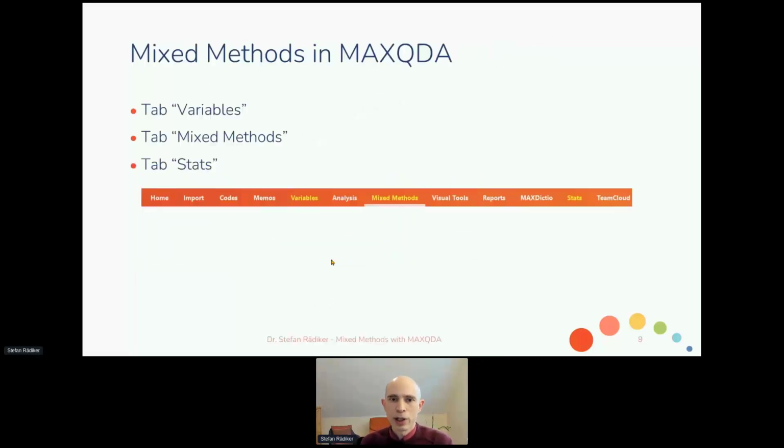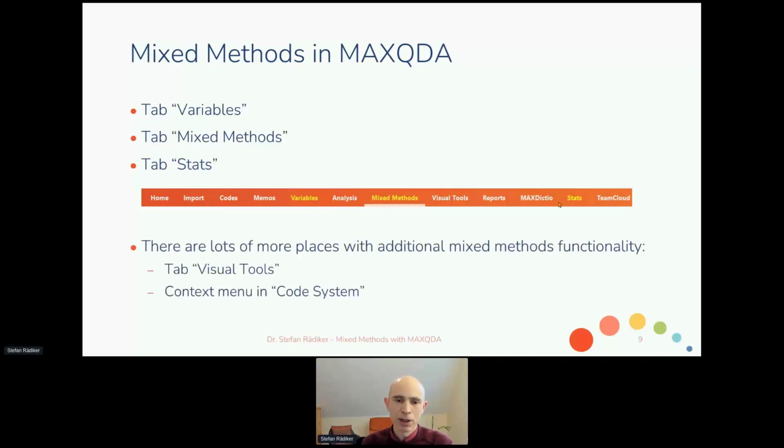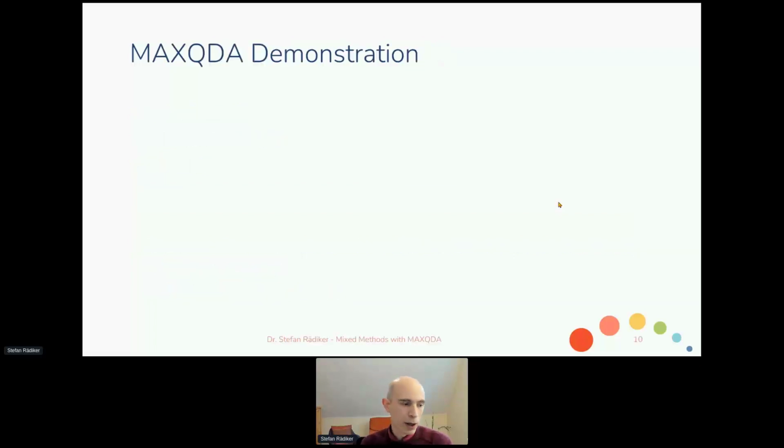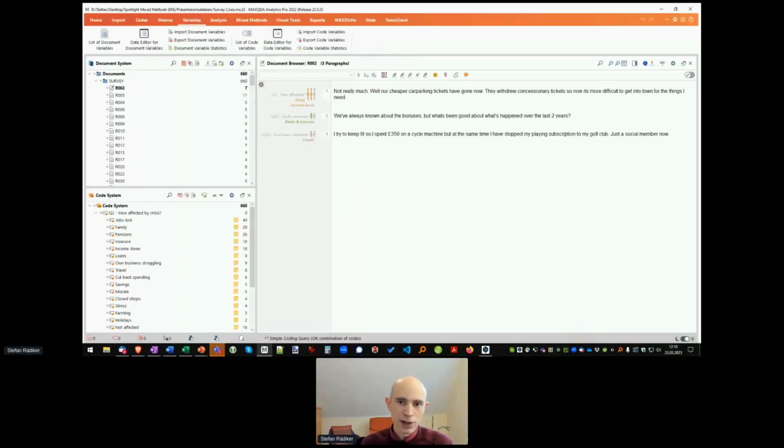So if we're talking about mixed methods in MAXQDA, you have to see that there are many features, not only placed here in the mixed methods tab, which is obvious, but also in the variables tab, for example. Also, there is a stats tab offering quantitative data analysis. But please note that there are lots of more places with additional mixed methods functionality. For example, the visual tools offer mixed methods tools. The context menu in the code system offers transforming. And we will now have a look at those features in detail.